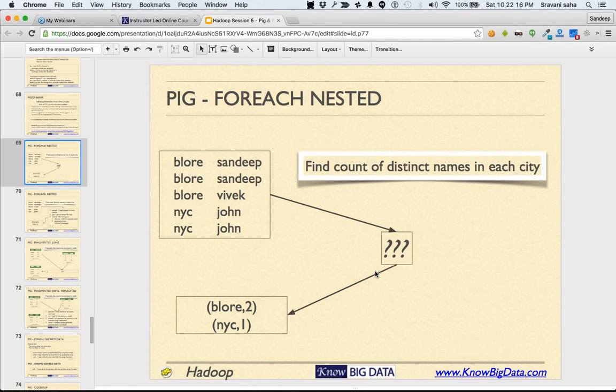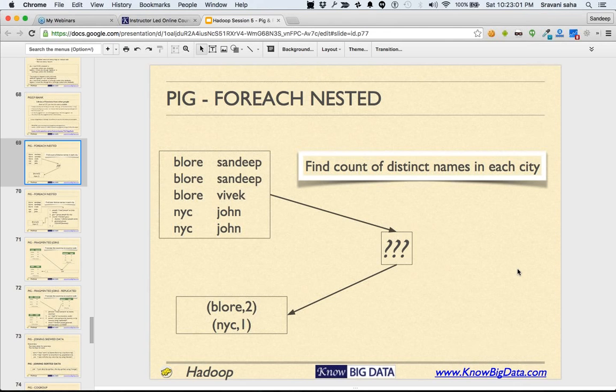Let's take this case for instance. You have this great list of cities and the people. What you want to do is find the count of distinct names in each city. For example, in Bangalore, there is Sandeep and Vivek. Therefore, there are only two unique names, while in case of New York, it's only one, which is John. So if you have to do this kind of work, what will you do?